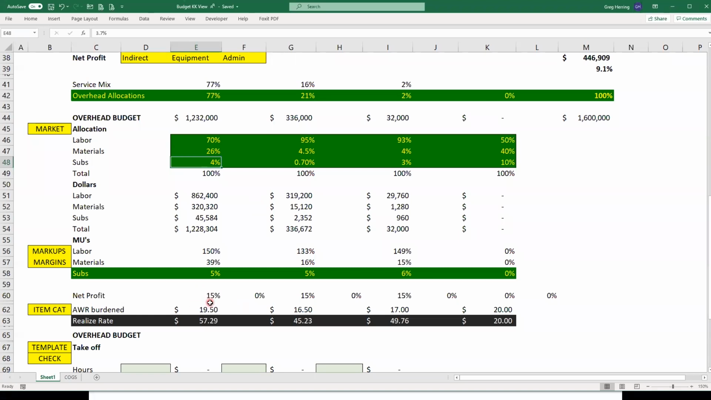And there's Greg's number on line 62, 1950, AWR, average wage rate burden. All those calculations are critical so that that number is accurate because, as Greg said, that's your item catalog cost. That's the thing that's going to be pulled onto the template for the bid. And if I did simple math, right, that's going to produce a labor realized rate of $57 per hour.